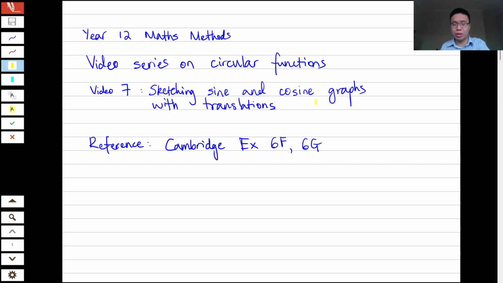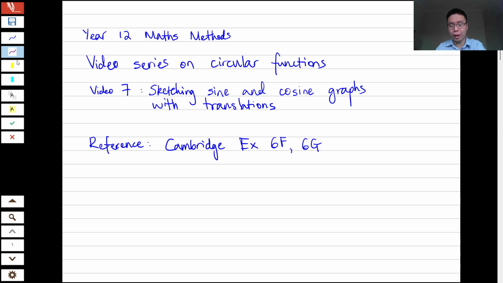Previously we did this with dilations and reflections, and today we're going to add the last layer on, which is translations. This pops up every now and then in exam 1, so you are expected to be able to solve equations and sketch graphs without a calculator and without notes. So we'll need to know our exact values, and we'll need to know the shape of sine and cosine by heart by the end of the year.